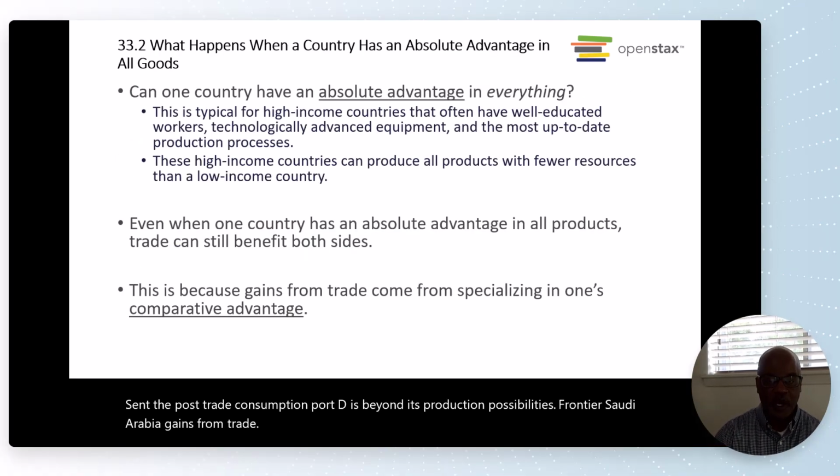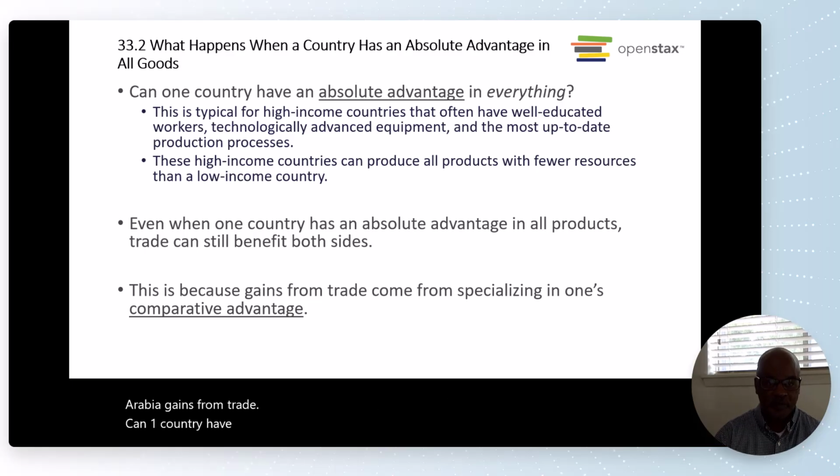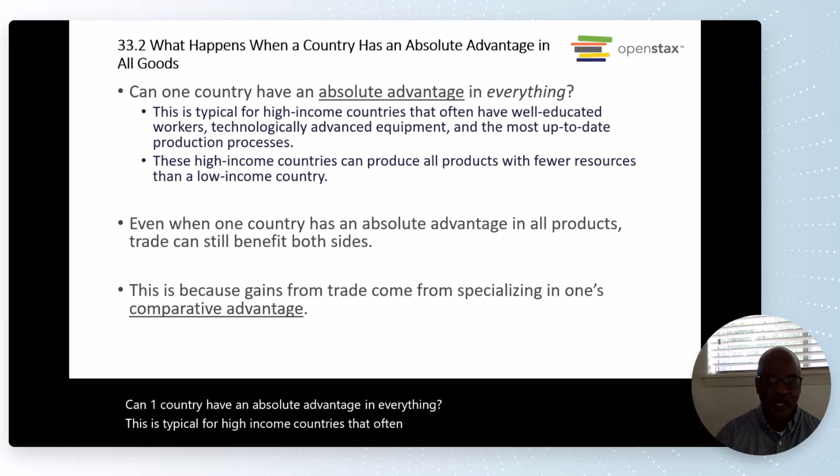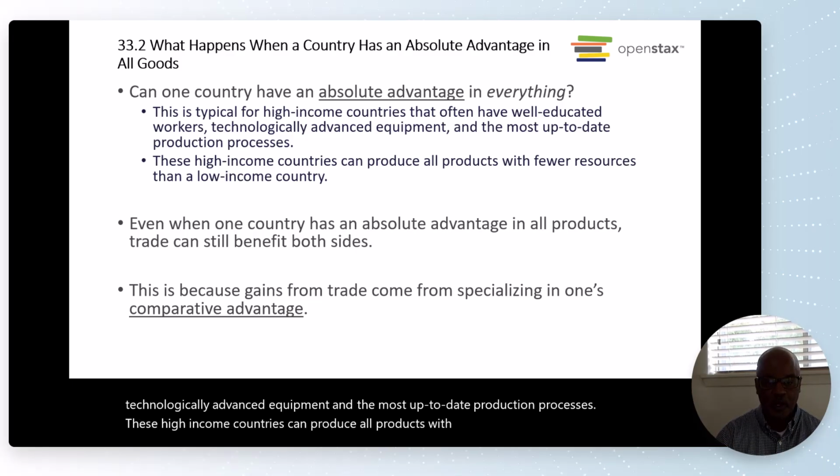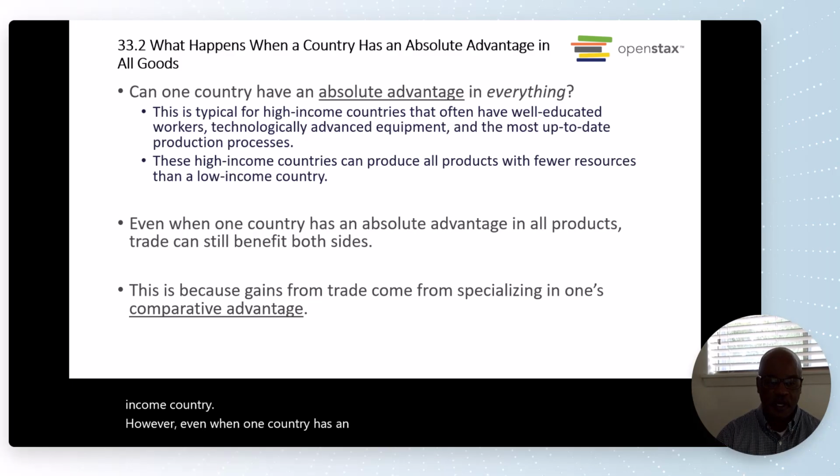Can one country have an absolute advantage in everything? This is typical for high-income countries that often have well-educated workers, technologically advanced equipment, and the most up-to-date production processes. These high-income countries can produce all products with fewer resources than a low-income country. However, even when one country has an absolute advantage in all products, trade can still benefit both countries.